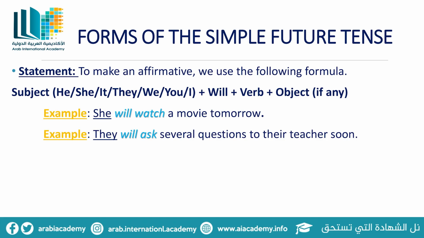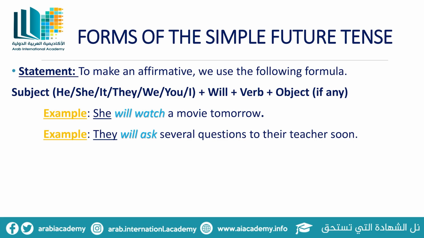Now, in order to make an affirmative sentence or a positive sentence in the simple future tense, we use the following formula. If the subject is he, she, it, they, we, you, or I, we add will plus the base form of the verb plus the object, if any. For example, she will watch a movie tomorrow. She is the subject, then we add will plus the base form of the verb, will watch, a movie tomorrow, which is the object.